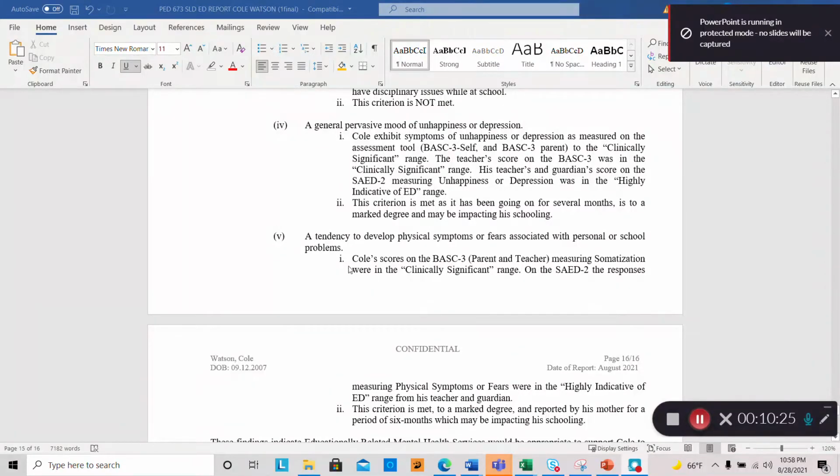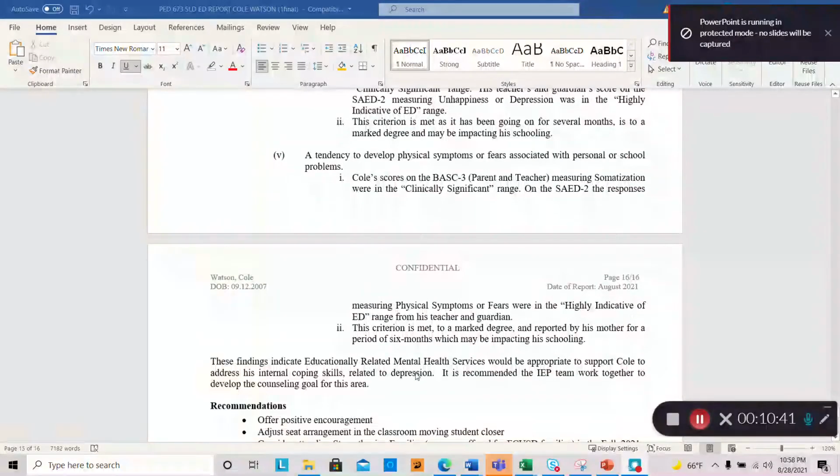We have another one here, a tendency to develop physical symptoms of fears associated with personal or school problems. Cole scored a bit on the BASC-3 parent and teacher measuring somatization. We're in the clinically significant range on the SAD-2. Responses measuring physical symptoms or fears were in the high, indicative of ED range from his teacher and guardian. This criteria is met to a marked degree and reported by his mother or guardian for a period of 6 months, which may be impacting his school.